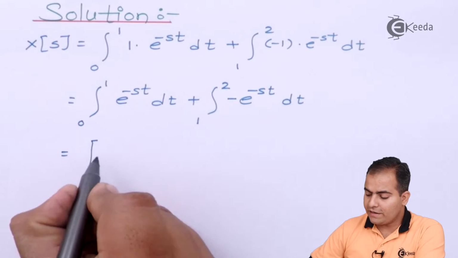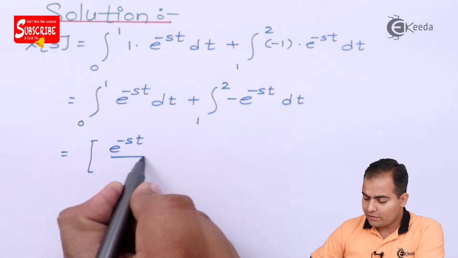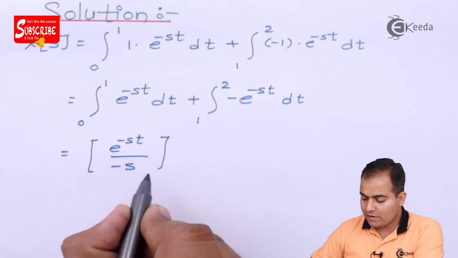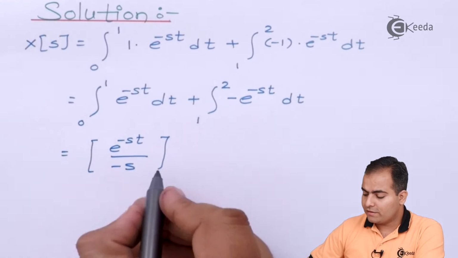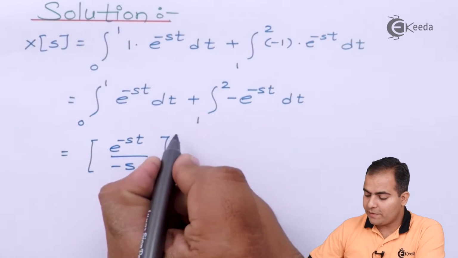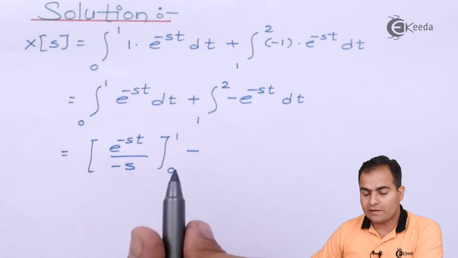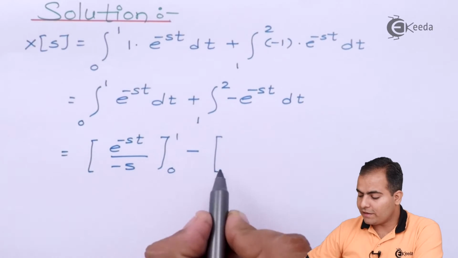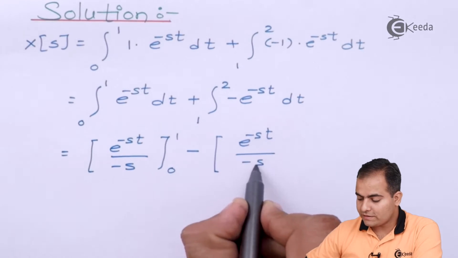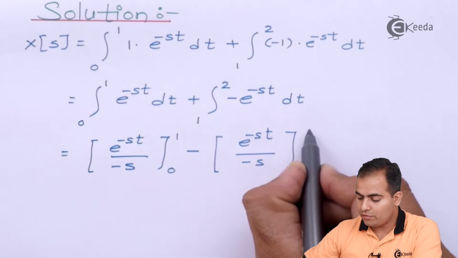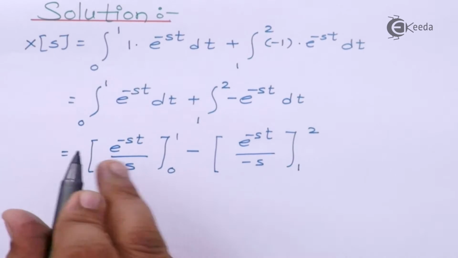So first of all, the integration of e to the power minus st is e to the power minus st upon minus s, because the coefficient of t will be in the denominator. I'm going to write it in the denominator, and the time limit is 0 to 1. The minus sign I'm going to write first, because I have taken this minus sign outside, and the integration of e to the power minus st is again e to the power minus st upon minus s, and the time limit is from 1 to 2. Now substitute the upper limit and lower limit in both the parts.